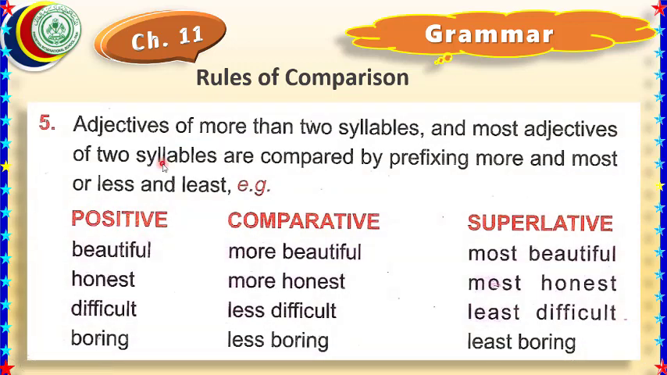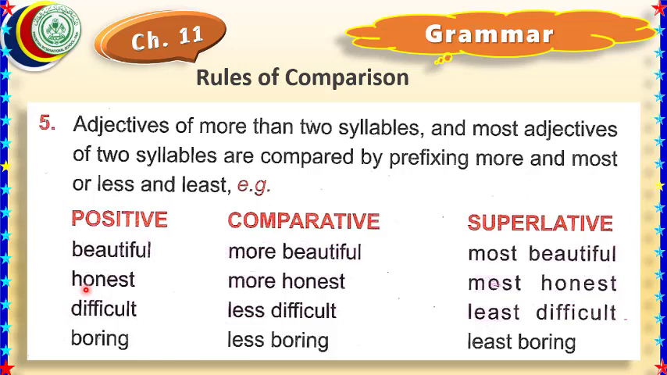Rule number 5 is adjectives of more than 2 syllables. Dear students, syllable: beau is one syllable, ti is the second syllable, beautiful, ful is the third syllable. These short sounds are called syllables. For example, honest: ho is one syllable, nest is the second syllable. How many syllables are there in honest?